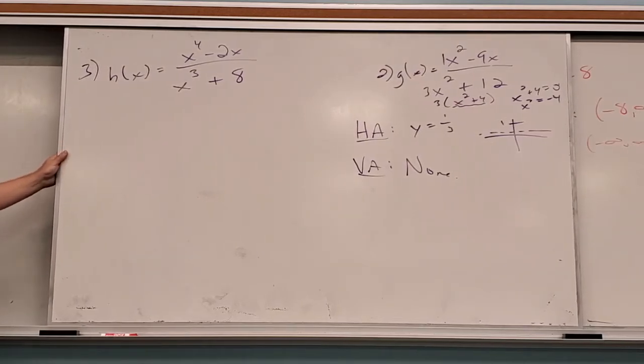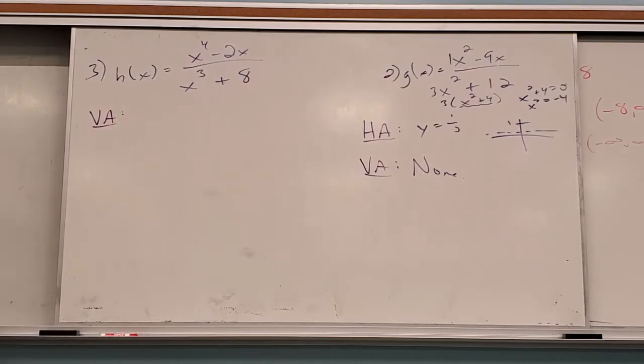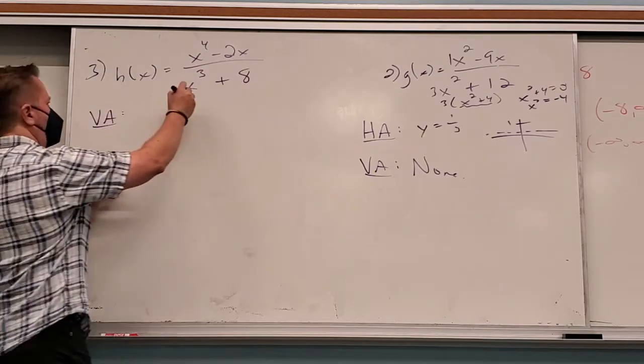Let me start with the vertical asymptotes. What do you do to get the vertical asymptotes? Yeah, look at the bottom. So I've got to try to factor it. What kind of thing is the bottom? It's cubes, right? So how do you factor the bottom here?